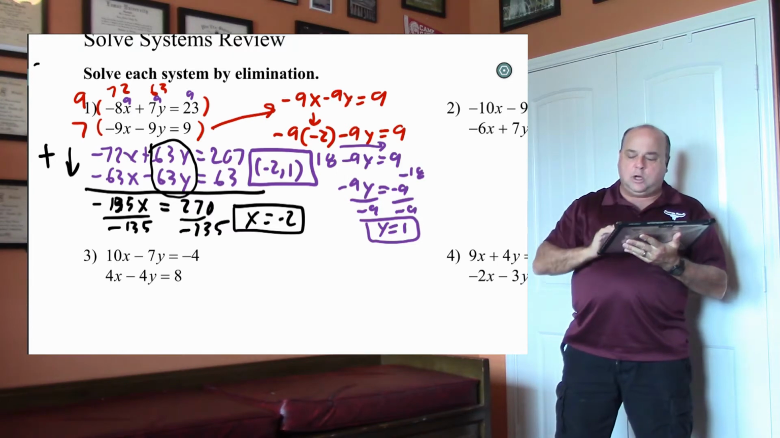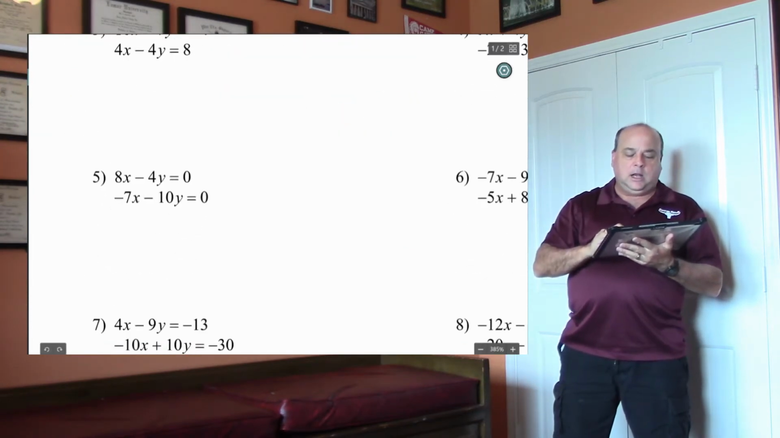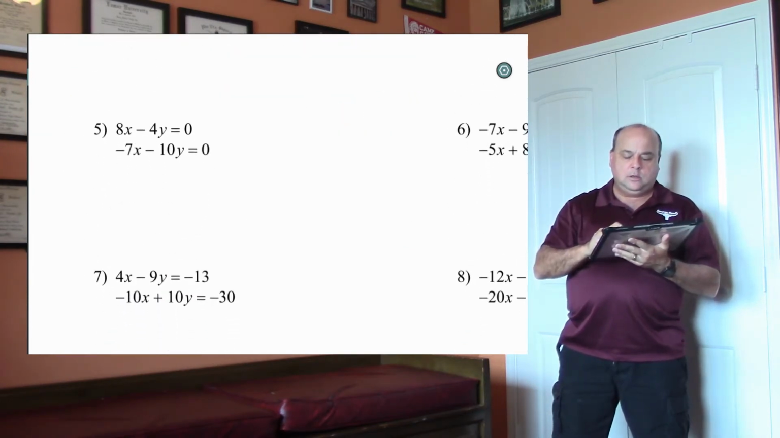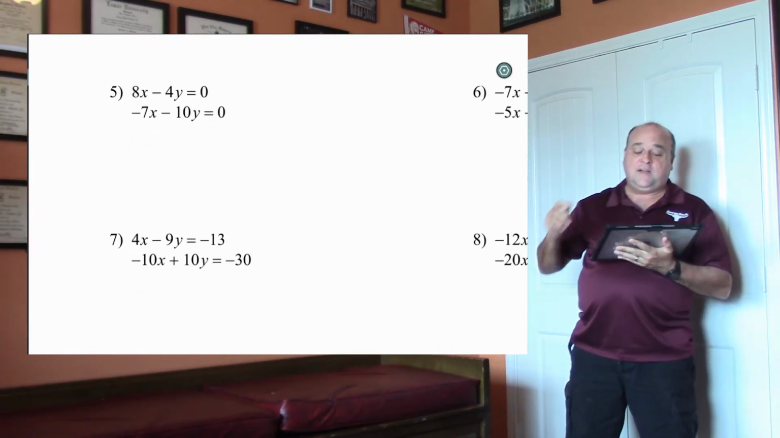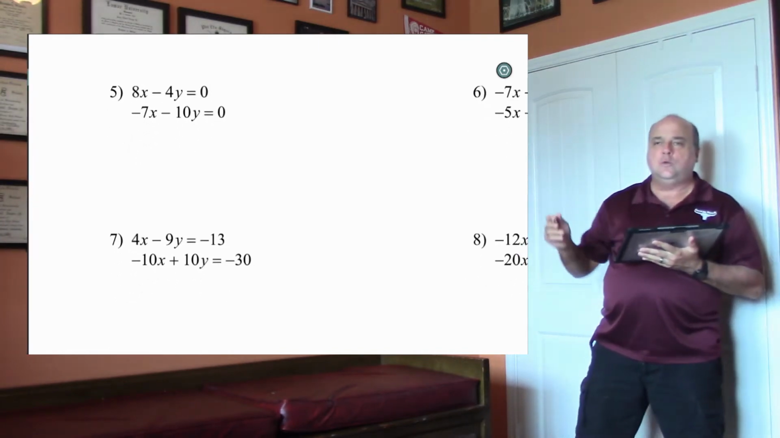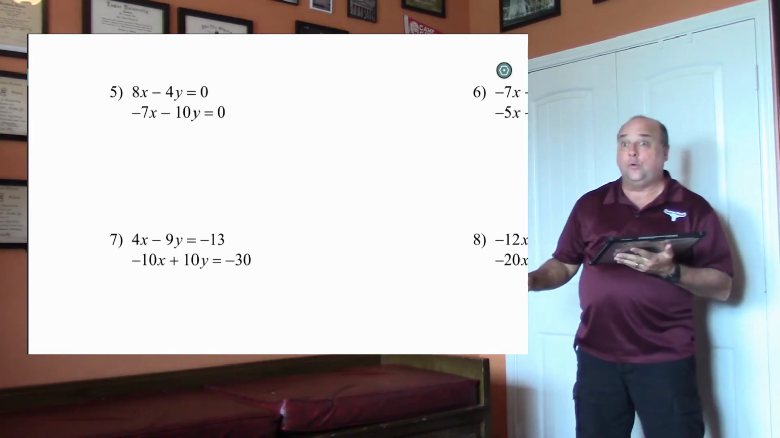Okay, let's continue on. Let's do number 5. Number 5 has 2 options here. I'm not going to do all these for you. I don't want to eat all your Oreos.